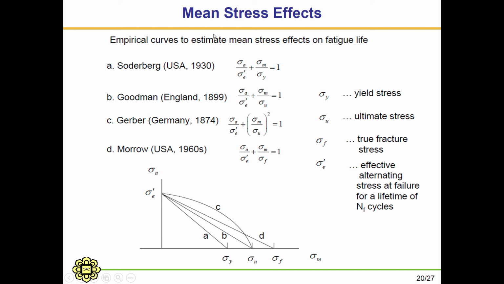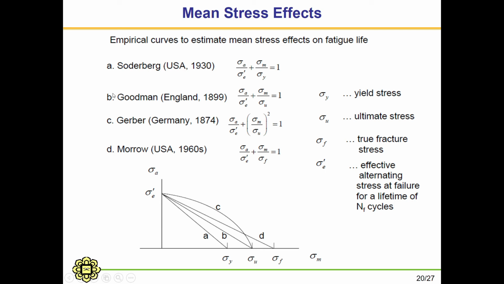So the mean stress effects: the empirical curves to estimate mean stress effects on fatigue life. We have several people who contributed to developing these mean stress effects. For example, Soderberg, 1930. So this is his theory: sigma A divided by sigma E prime plus sigma M divided by sigma Y equals 1.